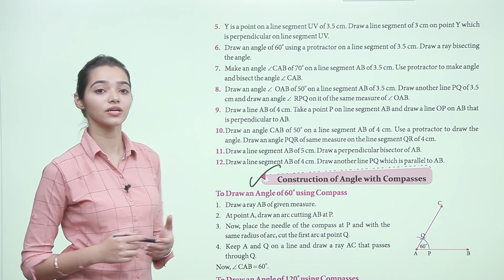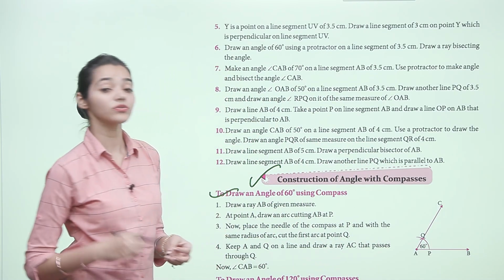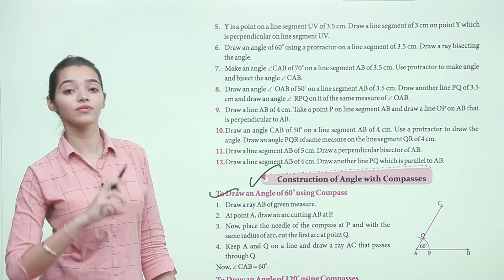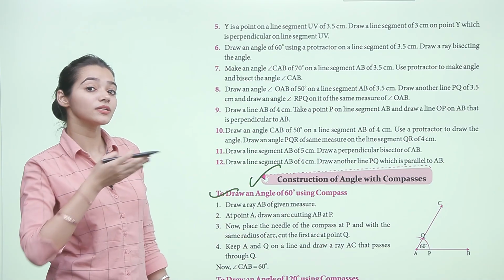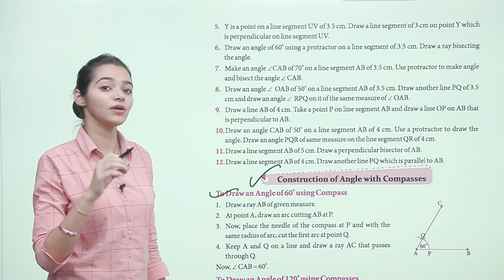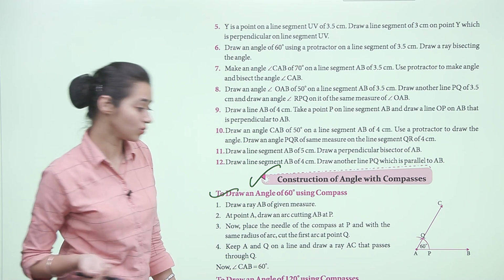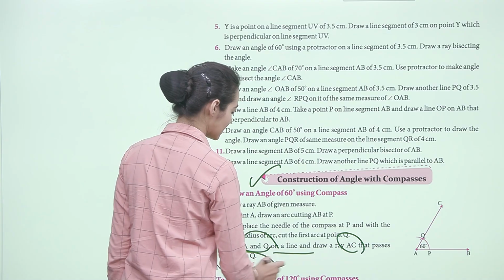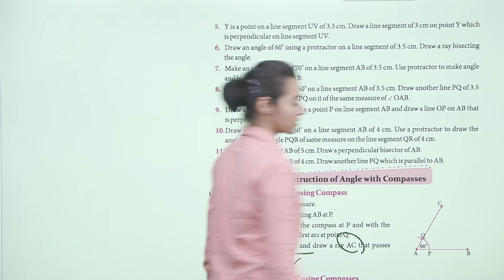Next is our construction of angles with compasses. First, we have to draw an angle of 60 degrees using a compass. Firstly we will draw a ray. After that at point A we will cut AB at P. Then we will place the needle of the compass at P with the same radius. After that we will cut the first arc at point Q. Then, joining A and Q with a line, we will draw a line AC and angle CAB is 60 degrees.